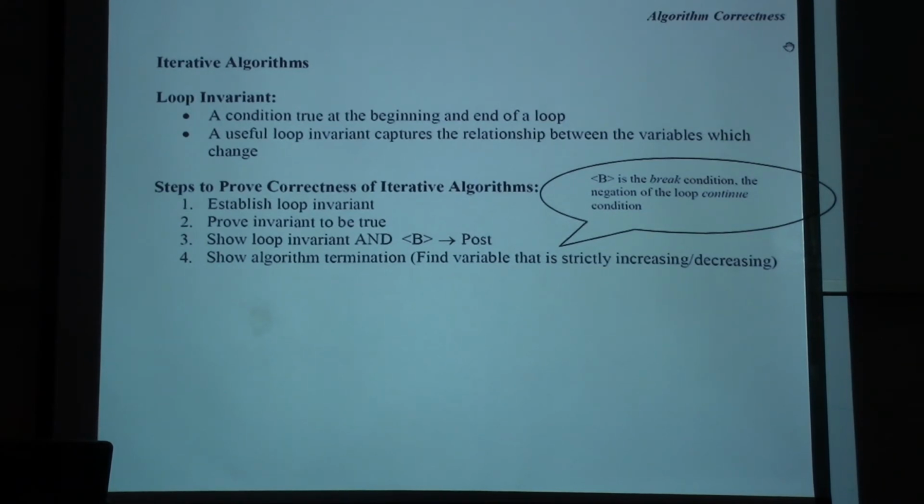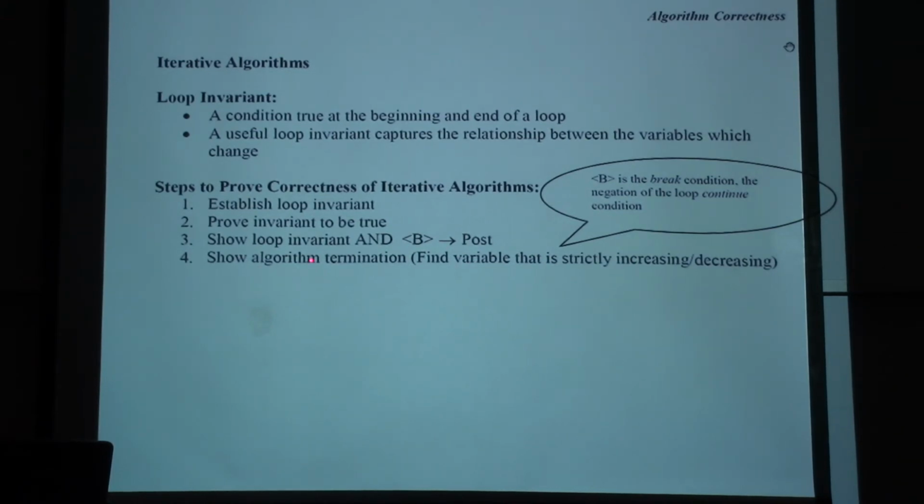So proving iterative algorithms is a little bit different than proving recursive algorithms. Proving iterative algorithms, we've got to do more work. You have to establish the loop invariant. You have to prove that the loop invariant is true. And proving the loop invariant is true is just as hard as doing the entire inductive proof. Then you have to show that the loop invariant and what we call the break condition implies the postcondition.